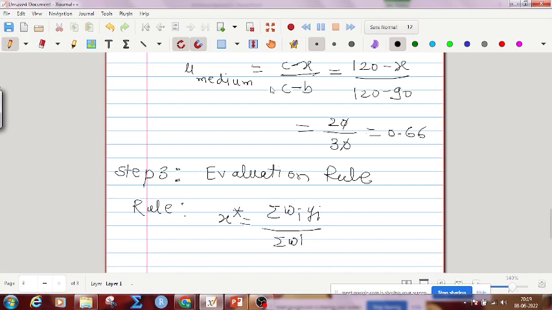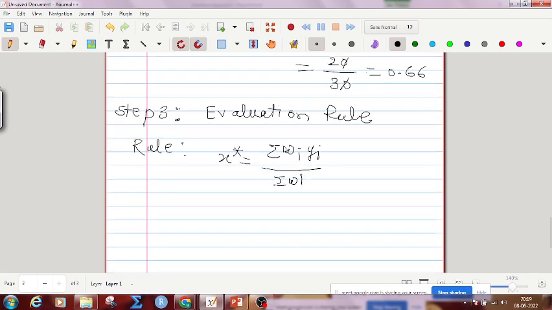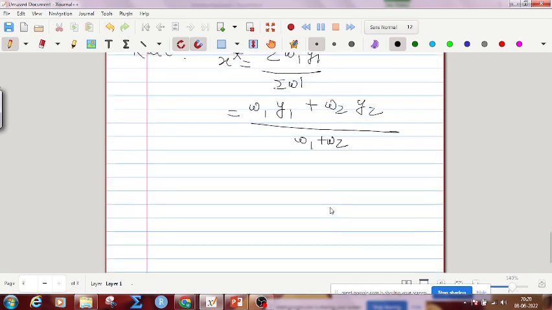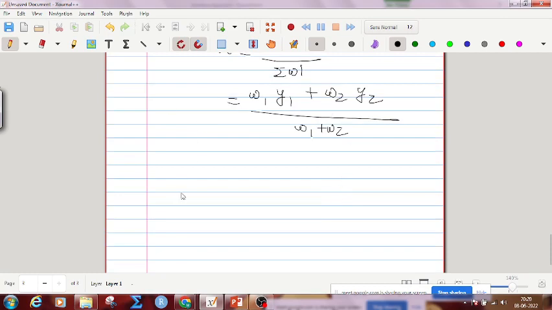How many rules are we having? We are having only 2 rules. So for these 2 rules, what should we write down? w1 y1 plus w2 y2 divided by the sum of weights w1 plus w2. Okay, we just need this. So for this what do we need? w1, w2, y1, y2. Okay, so let us find out this table, w1 and w2.